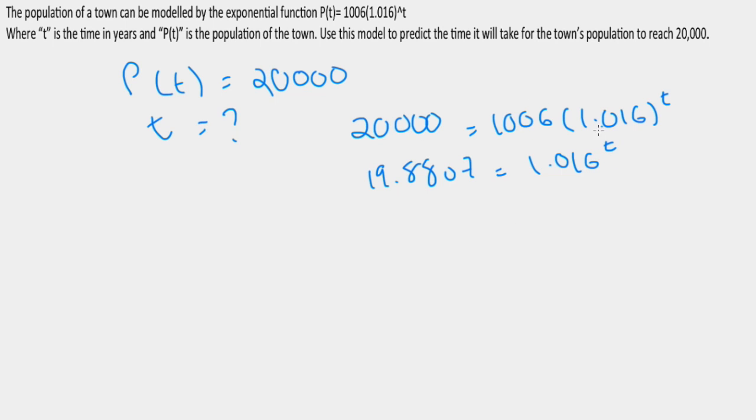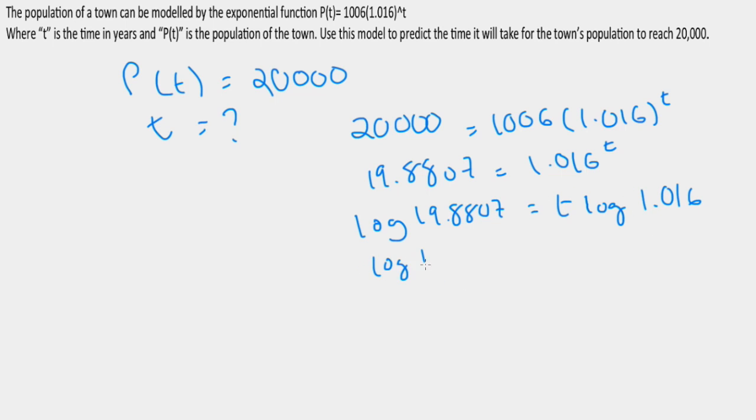We're trying to find the exponent. We're trying to find what t is, right? So what I can do is I can use the power law, which tells me that I can just simply shift this t to become a coefficient of the logarithm of 1.016. So let's do that. And whatever we do on one side, we have to do on both sides. So let's take the logarithm of 19.8807 is equal to log. Now I'm just simply going to shift this t over here, and I'm going to get t log 1.016. Basic algebra tells me I can divide both sides by log 1.016, and I'm going to get t.